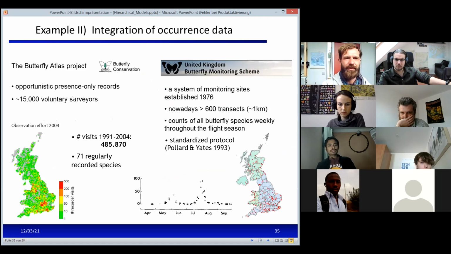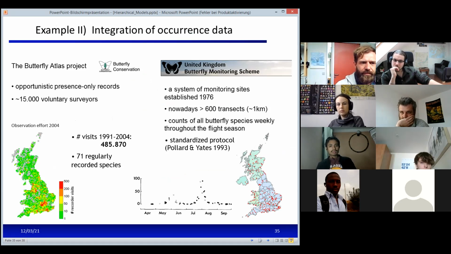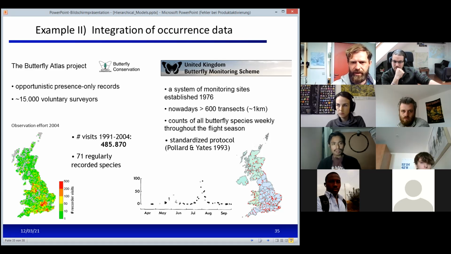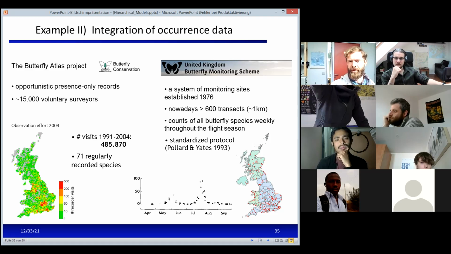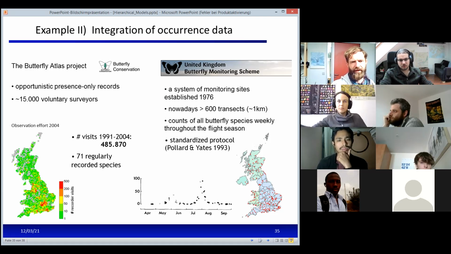And then I promised to also say a bit about these observation models for integrating different kinds of occurrence data. That's a bit of an older study from 2014. There we looked at the distribution of butterfly species in Great Britain, and how we can combine information from different monitoring schemes to learn about trends in the occurrence of these species, and in particular also spatial variation in these trends.